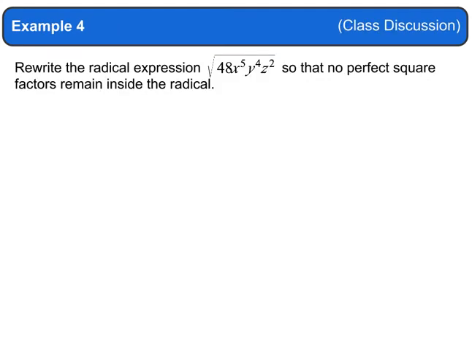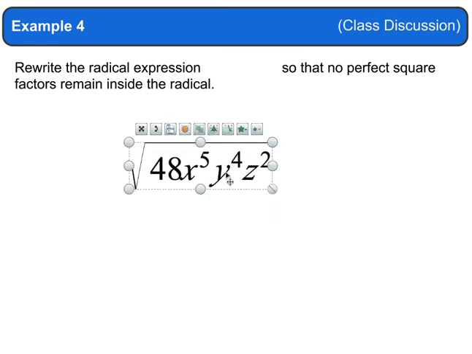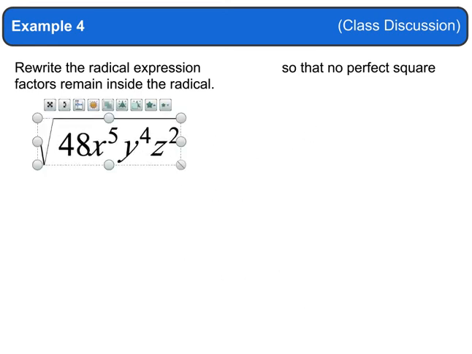So next they say in example 4, they want us to rewrite this radical expression so that there are no perfect square factors remaining inside the radical. So they want us to simplify this piece. So we're going to drag this down here, make it a little bit larger to look at, and address it. So, for example, something that goes into 48.